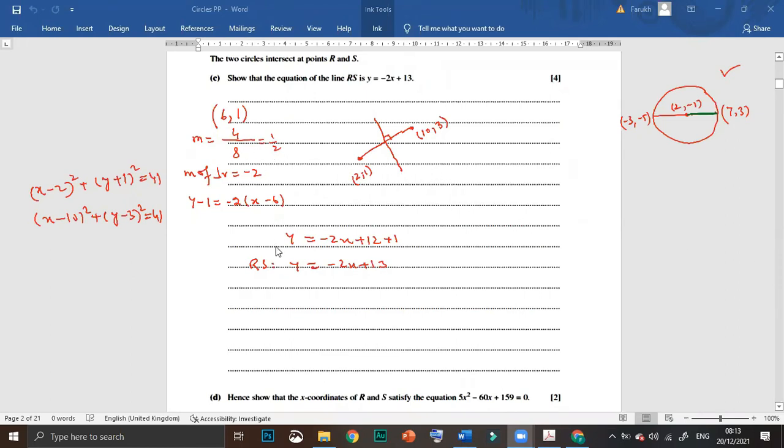But the easy method is this. The D part is: show that R and S satisfy this equation. R and S are the points of intersection of the line RS and one of the two circles.